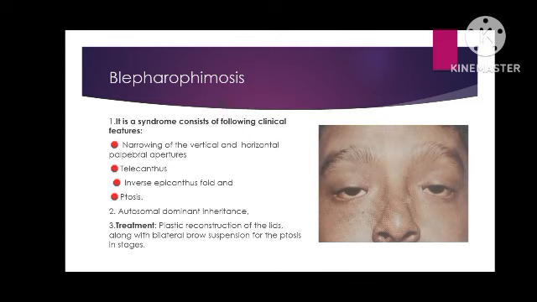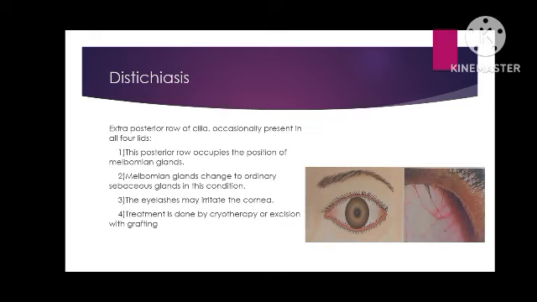In blepharophimosis, there is a narrow vertical and horizontal palpebral aperture, telecanthus, and next the inverse epicanthus fold and ptosis, mainly seen in this condition. And next one is distichiasis. This is an extra posterior row of cilia, occasionally present in all four lids.